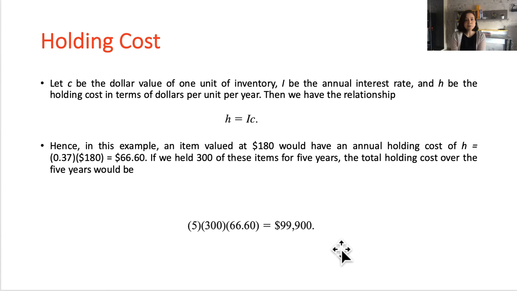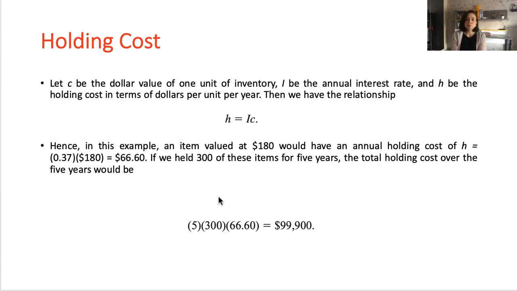And let C be the dollar value of 1 unit of inventory and I be the annual interest rate. Then let H be the holding cost in terms of dollars per unit per year. Then we have such a relationship: H is equal to I multiplied by C. So we should also be careful with the unit of the holding cost. Here it is given as per unit per year.